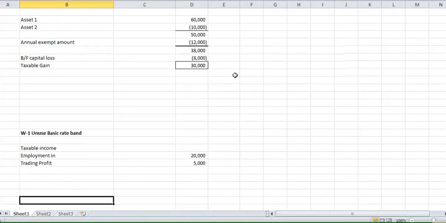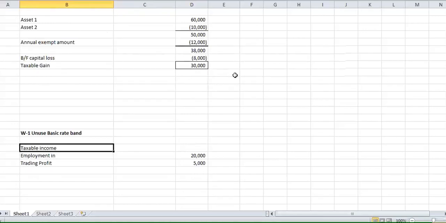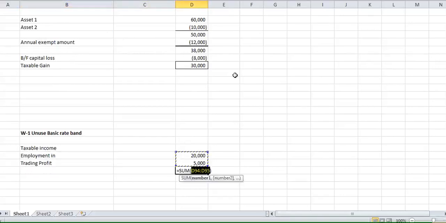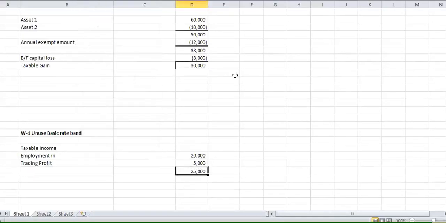So this individual has two incomes. Employment income of £20,000, trading profit of £5,000. So this individual has total income of £25,000. We will deduct personal allowance over here. As you all know, we have fixed amount of the personal allowance, which is 12,500.